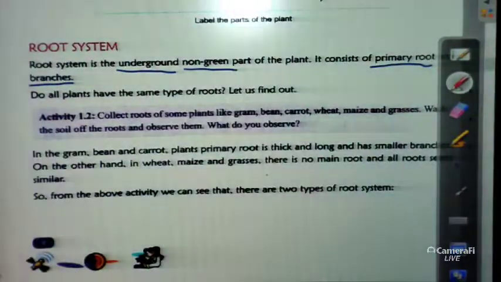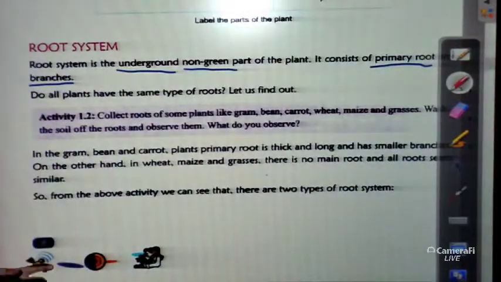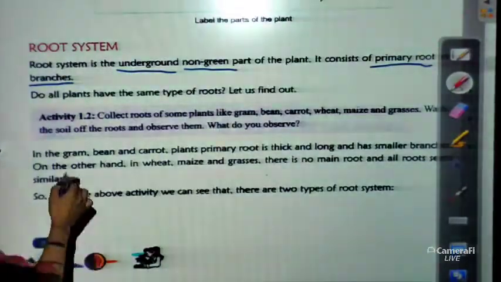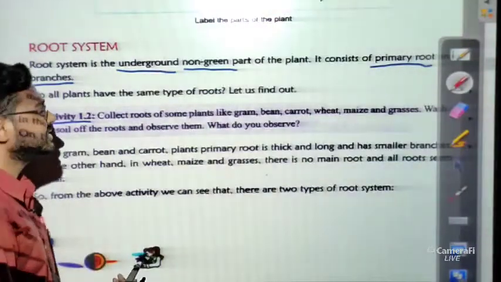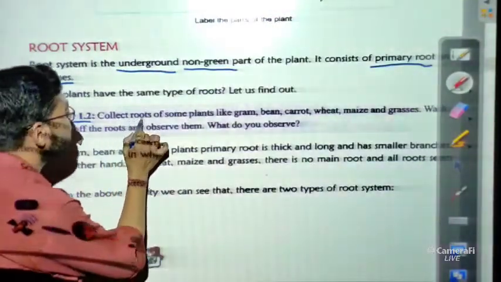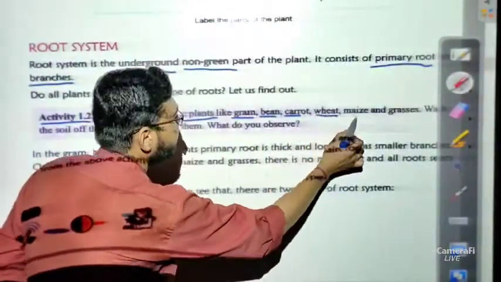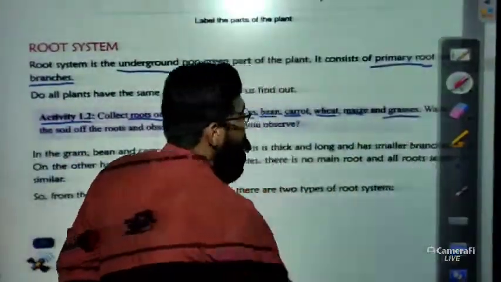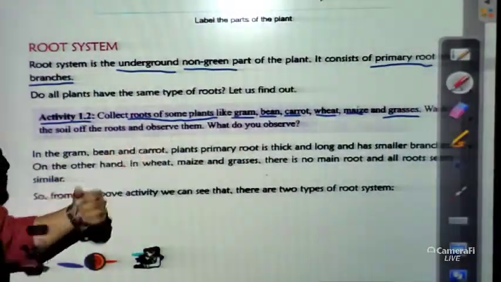Now the question is, do all plants have the same type of roots? So let us find out. Do all plants have the same kinds of root or not? There is an activity which we call activity 1.2. In this activity, you have to collect some roots of plants like gram, bean, carrot, wheat, maize, grasses, and observe them.